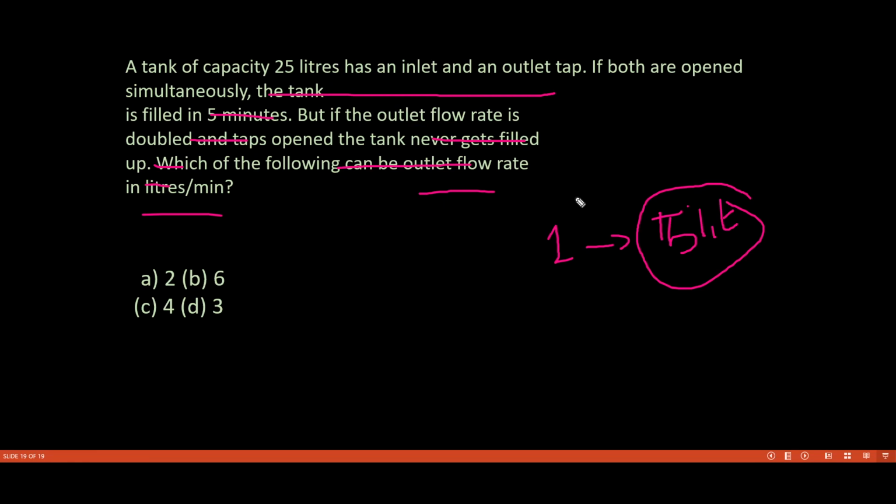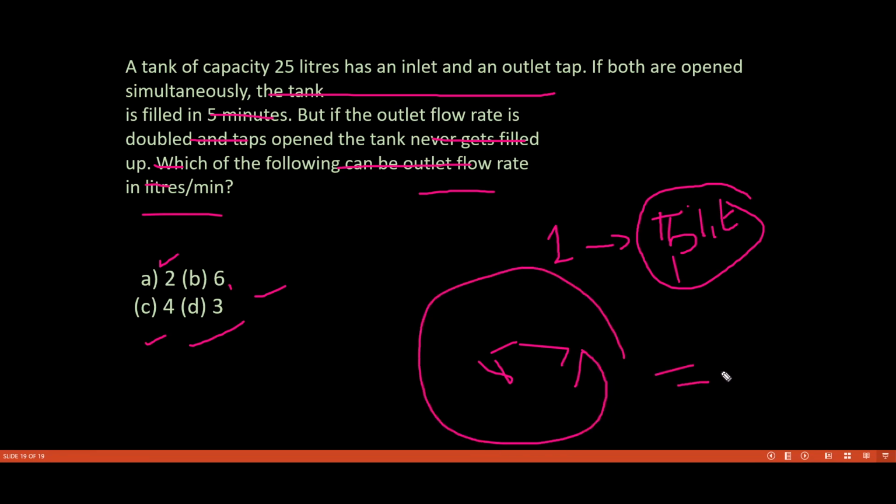Now, if the outlet flow rate is doubled, we have to choose the answer from these options only. If the outlet flow rate is greater than or equal to 5, then the tank will either remain with some water or get entirely empty. So we get 6 only, because greater than 5, the only option given is 6. So this is how we can do this type of question.